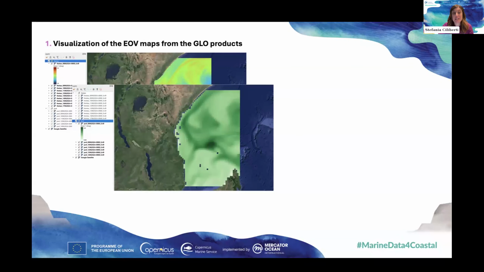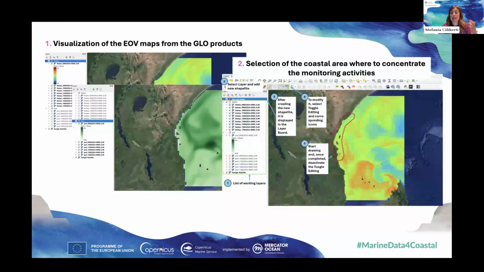We started with a basic application that concerned the visualization of the essential ocean variable maps for the global product. With the Copernicus NetCDF plugin, you can load these NetCDF files and visualize them in your QGIS board, applying some customization in the color map in order to fit well with the characteristics of the variable that you are representing. Then QGIS is extremely powerful when we want to extract information in some specific area.